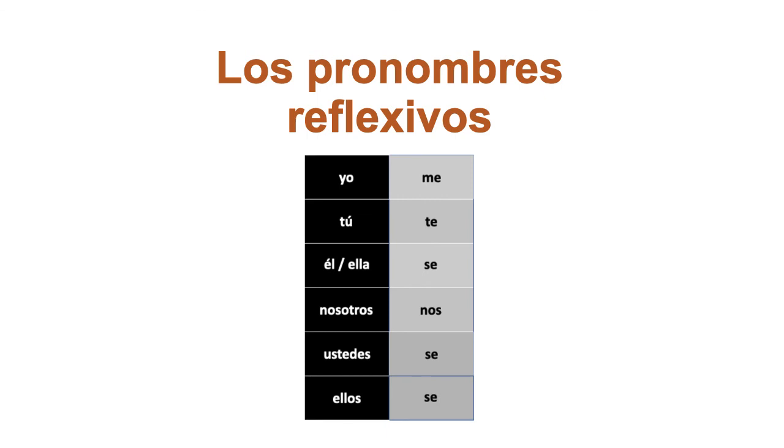And they look like this, right? There's one for each possible subject. So the reflexive pronoun for yo is me, the reflexive pronoun for tú is te, the reflexive pronoun for both él and ella is se, the reflexive pronoun for nosotros is nos, the reflexive pronoun for ustedes is se, and the reflexive pronoun for ellos is se. Okay? Please memorize these pronouns and remember to insert them immediately before the conjugation of the verb if the verb you're given is reflexive. Eso es todo.